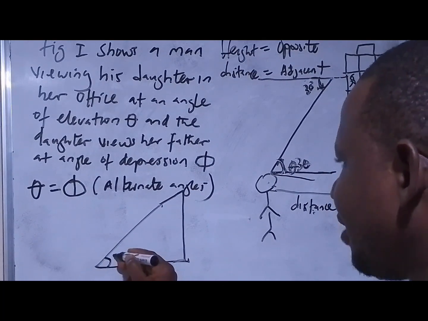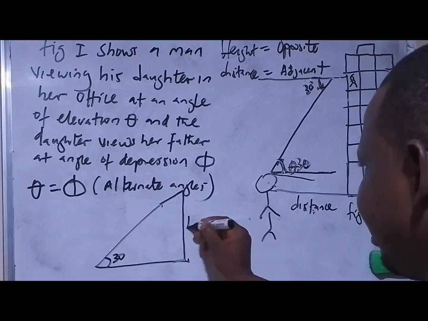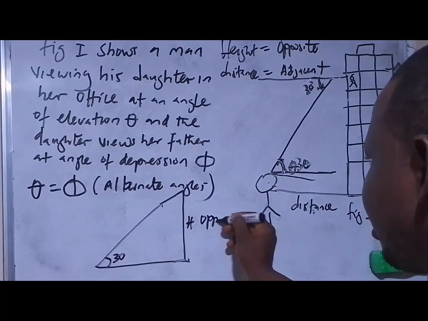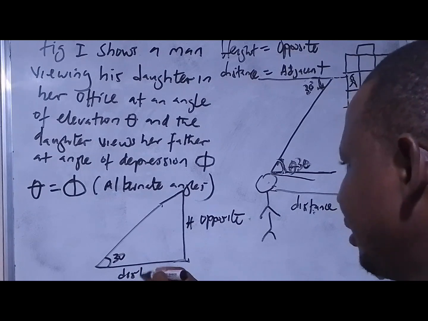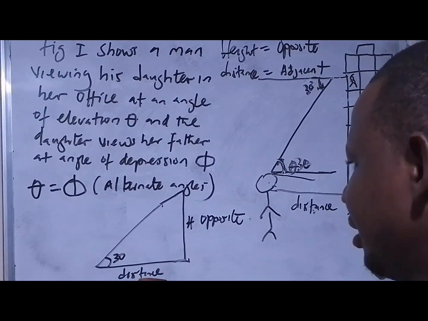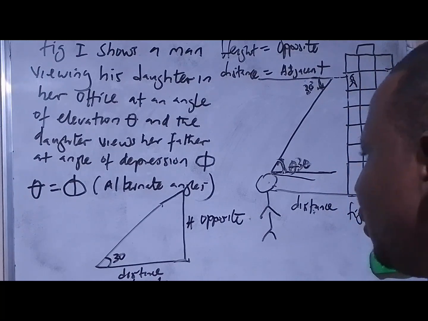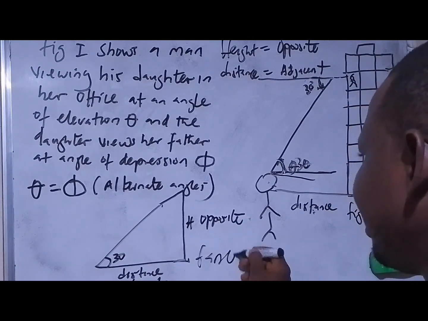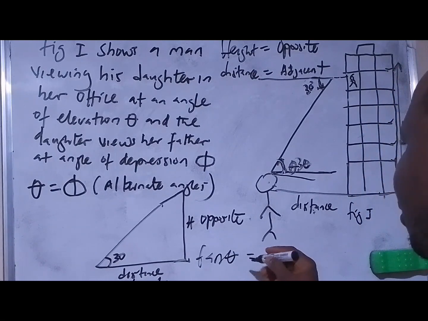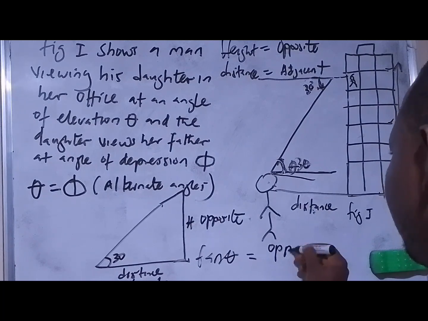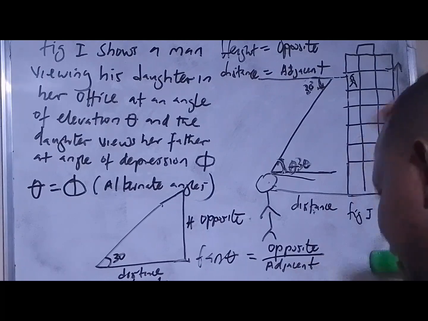Here is the angle of elevation, and here is what? The height. The height is known as what? The opposite. And here is what? The distance. Distance is known as what? The adjacent. So using tan theta will give you opposite over what? Adjacent.